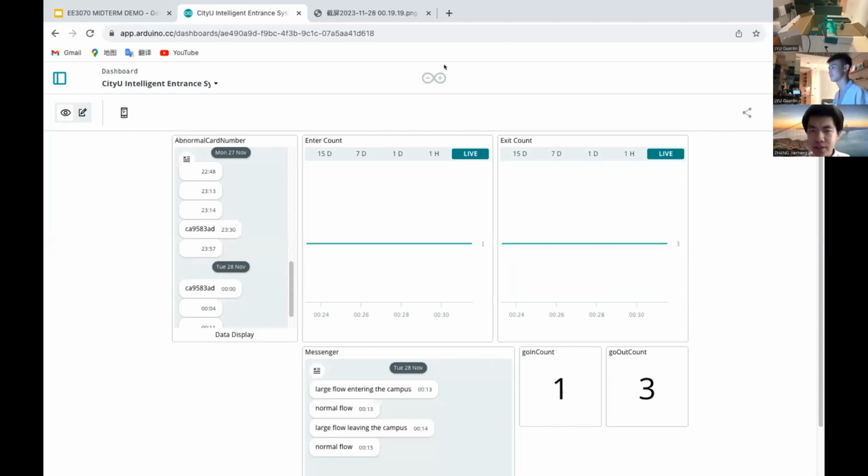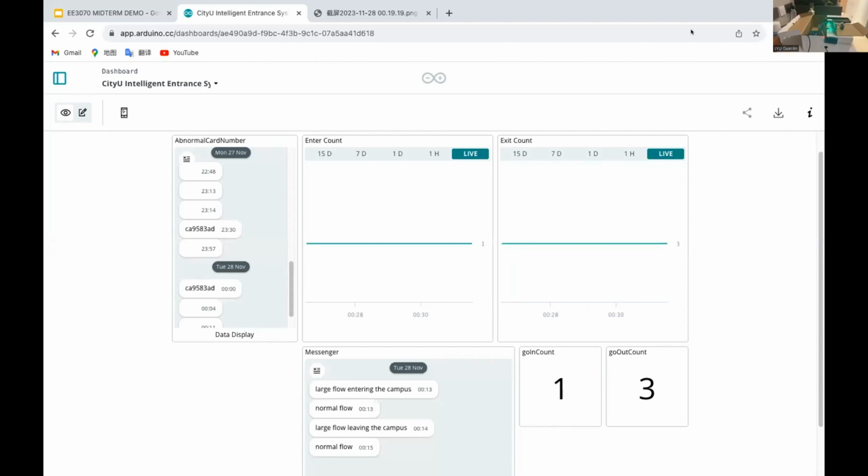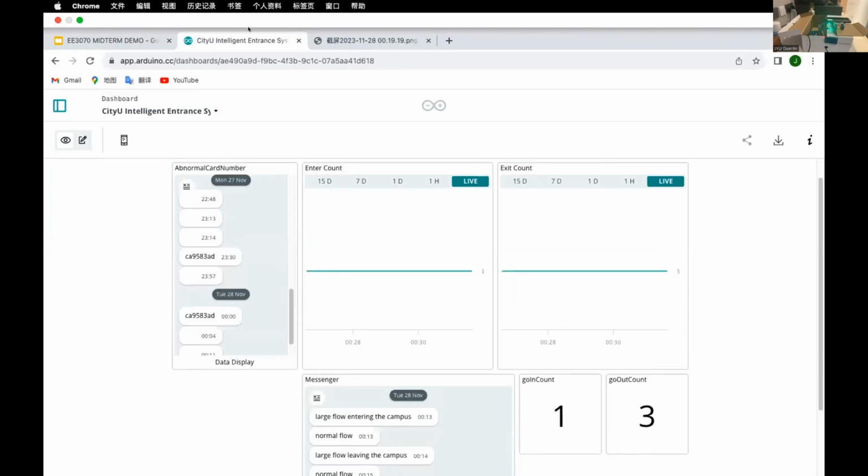Okay, so essentially this is the cloud interface. We are going to introduce two Lego characters. She is Lily and he is Jack, and both of them have authorized cards. First, Lily is trying to use her card to go out to campus, and she taps her card, walks through the gate and senses the second sensor.